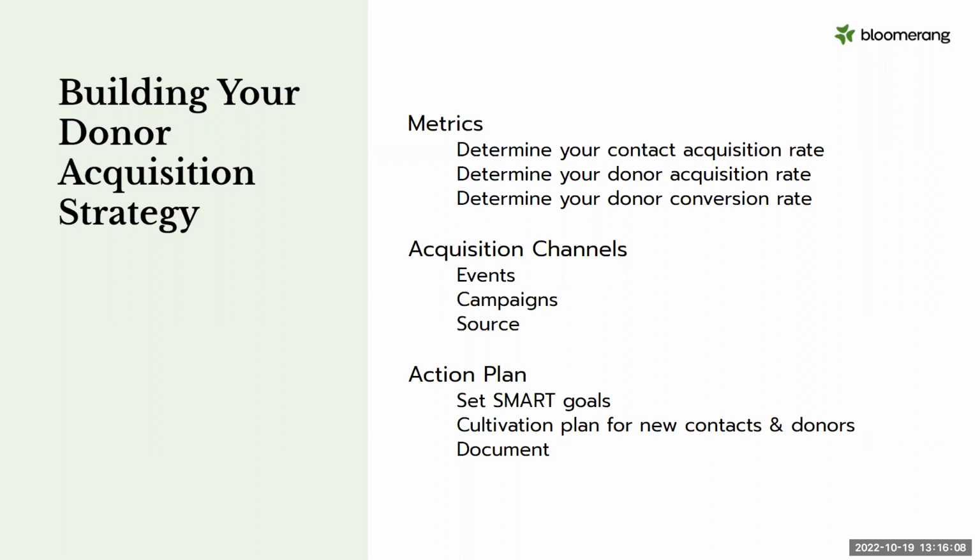And then you want to start building your plan. Of course, you want to start setting SMART goals, and you want to create a cultivation plan for new contacts and donors. And very important, document everything. It's going to be easier to onboard new staff, and it's going to be easier when you have staff turnover.